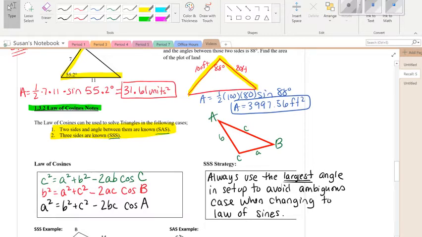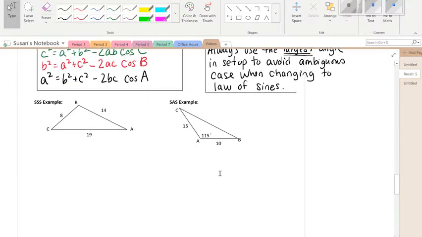So let's go ahead and look at these examples here. First we have a side-side-side example, next one side-angle-side. So let's go ahead and look at the information. If we have side-side-side and we want to solve for an angle, we can pick one. It doesn't really matter. You could pick either to solve for A, B, or C. Let's go ahead and just pick B.